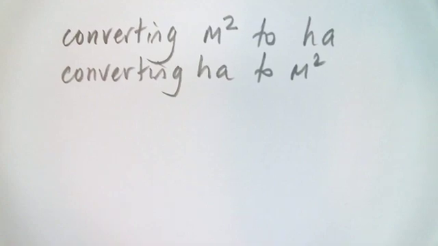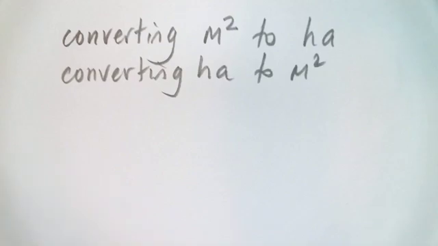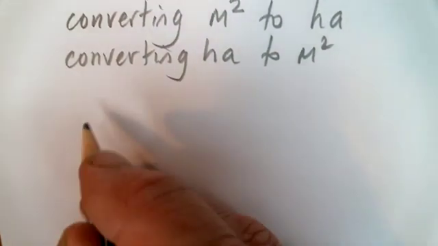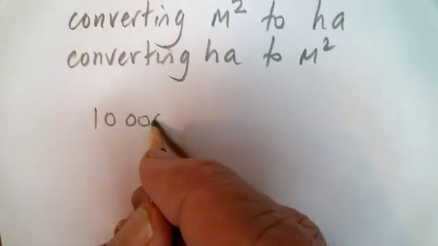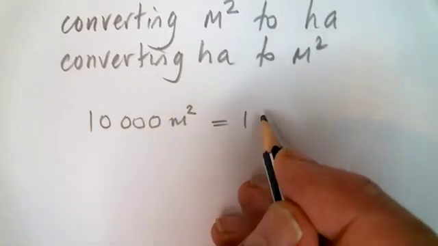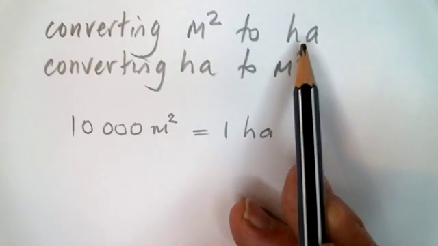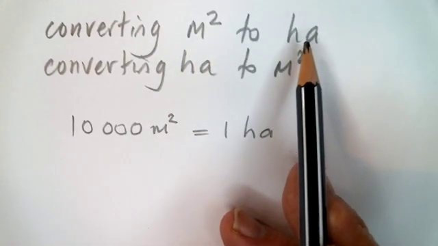Let's take a look at converting square meters to hectares. Now, in actual fact, there are 10,000 square meters in 1 hectare. So if we're going to be converting square meters to hectares, we're just going to be dividing by 10,000.